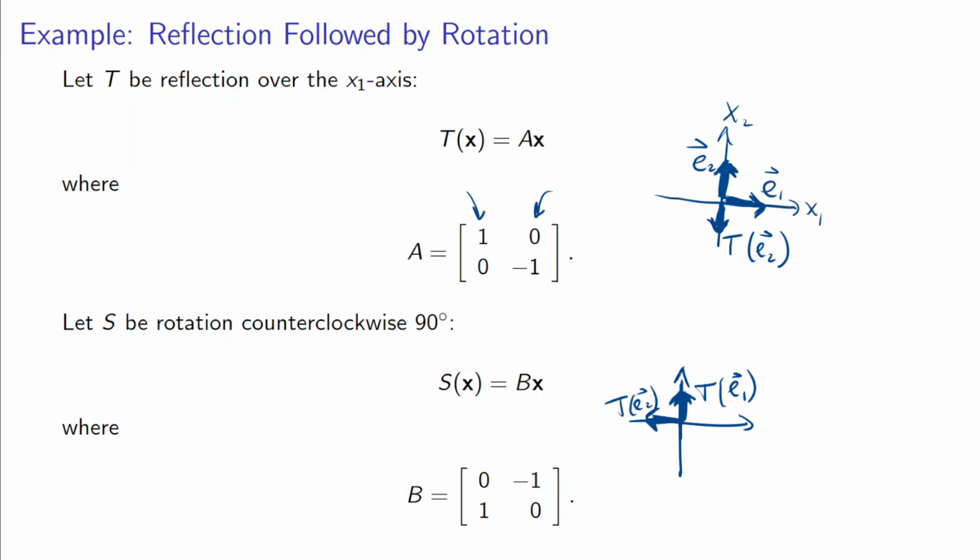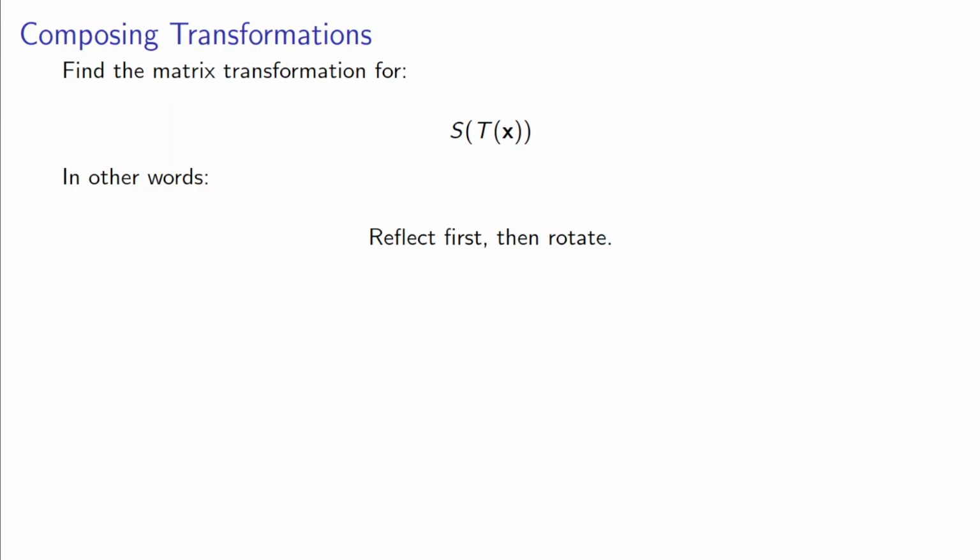But what if we wanted to perform one of these and then the other one? We're essentially looking for the matrix for S of T of X. So we're composing S and T. This is sometimes also written with a little circle notation, S composed with T of X, S of T of X. And this tells us to reflect first, then rotate, because T is what we would do first, and that is our reflection transformation, and then we would do S.